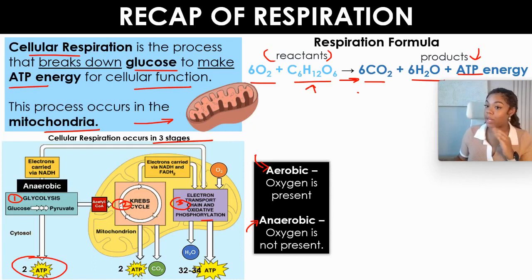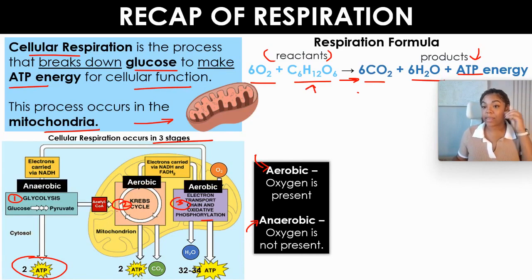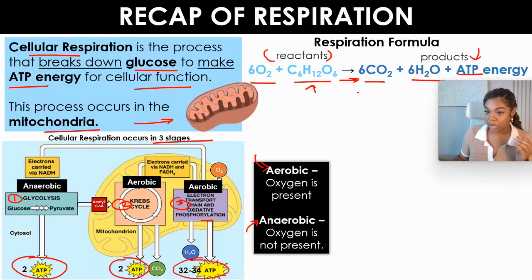The Krebs cycle and electron transport chain, they are both aerobic processes. This means that they only work when oxygen is present. So that means when oxygen is present, the Krebs cycle will be able to make 2 more ATP and 32 to 34 ATP with the electron transport chain.